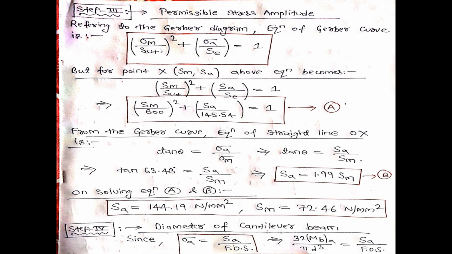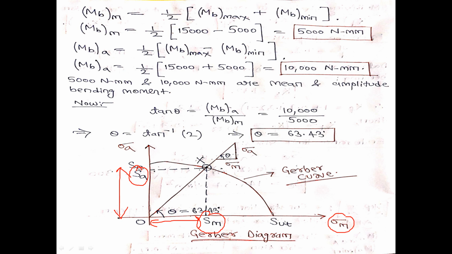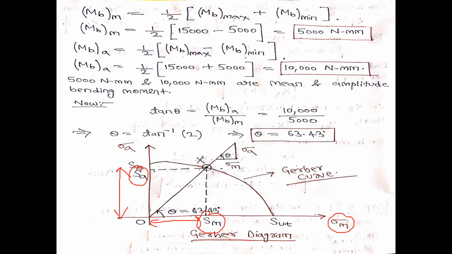So it is sigma m by SUT. See, on the x-axis the Gerber curve is touching at SUT, and on the y-axis your Gerber curve is touching at SE. So the equation becomes sigma m by SUT whole square plus sigma a by SE equal to 1. This is the general equation of the Gerber curve, but we are interested only at point X. So for point X, how will the Gerber equation change? I know that for point X, your X value is Sm, and your Y value is Sa.